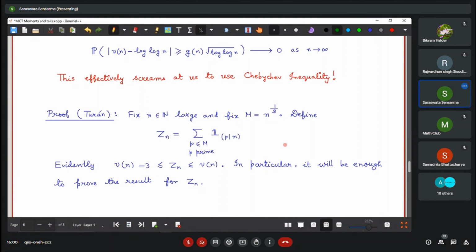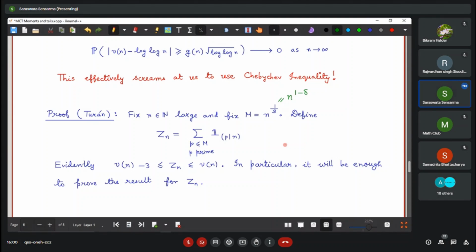And the proof goes as follows. You just first fix an n and fix m to be n to the power 1/3. This 1/3 really doesn't matter. To be honest, you can just fix it as 1 minus delta, 1 minus something small. 3 is my favorite number, don't blame me. And then you define this counting random variable, in the very way we work with all moment method. We define a counting random variable like this, but here we won't be using moment method, we will be using the Chebyshev method.